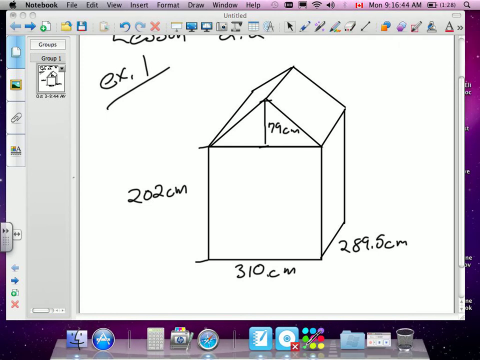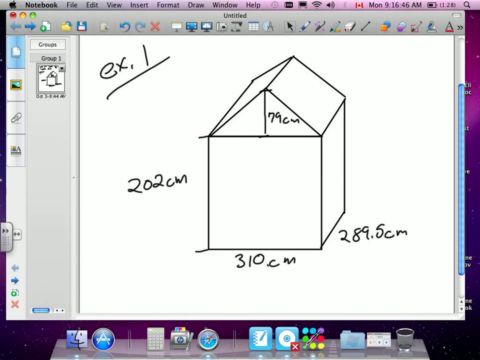Okay, so they've given us this object. The height of the rectangular part of the building is 202 centimeters. The base of that same building is 310 centimeters. And the depth, sometimes it's known as the height, but we're going to call it the depth in this case, of the building is 289.5 centimeters. And then the height of the triangular roof is 79 centimeters long. Now, the question is asking us to answer in cubic meters, okay?